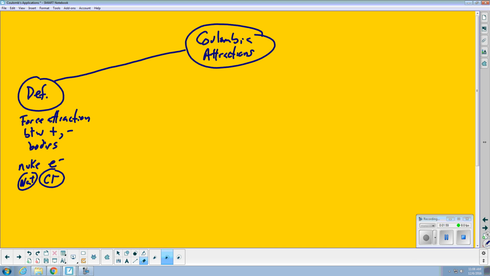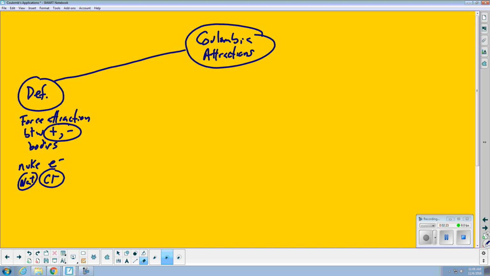Now, we could have a positive and positive. In that case, it wouldn't be a force of attraction. It would be a force of repulsion. Or I could have a negative and a negative, between two electrons, and that's still a Coulombic force, but it's a force of repulsion. In this case, we want to focus just on the attractions, so we're going to focus on the attraction between a positive and a negative body.